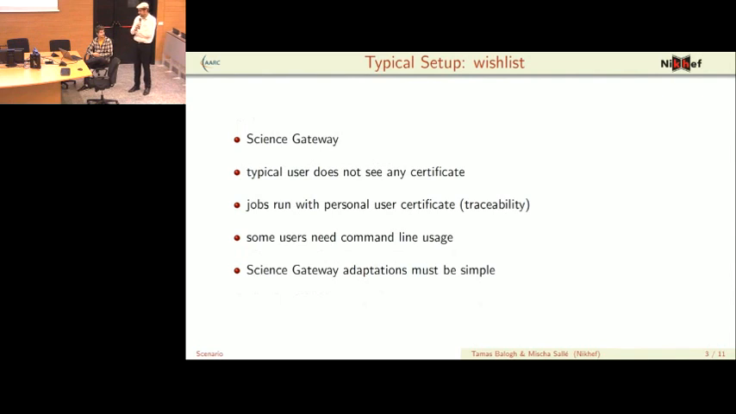Now, there are also some users who would still need command line usage, but it would be best if they didn't need to handle their private keys, lose their private key, install their private key in browsers in internet cafes and things like that. And the last requirement we have for our whole wish list is that the implementation and the adaptations needed for the science gateways should be very simple. We don't want the science gateways to need to know everything about security, so they should just use some simple and standard scenarios and tools.